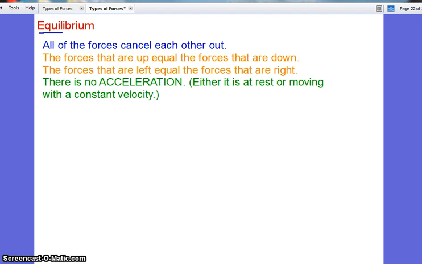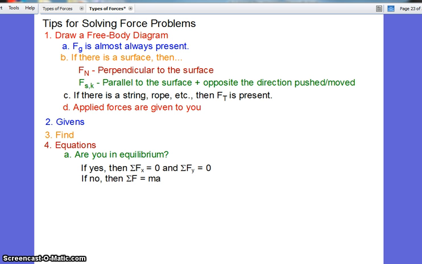If they are all balanced, according to the first law of motion, an object at rest stays at rest, or an object moving at a constant velocity will continue moving at a constant velocity if there are no net external forces. In other words, if all the forces balance, the object will continue doing what it's doing. It will not accelerate. So if you see that the object is either at rest or moving at a constant velocity, those are the key things to look for that tell us this is an equilibrium problem.